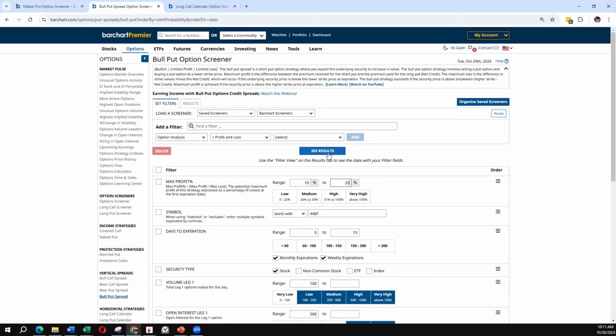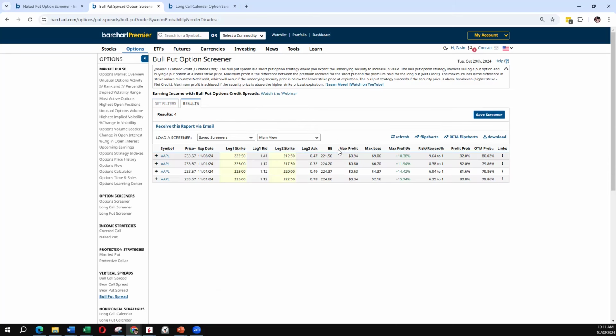I want something above 10% and probably below about 20%. I don't want too high because otherwise it's going to be too close to the stock price. So here we go, perfect. Looking at some examples here. I really like this one. 80% probability of expiring out of the money and just over a 10% return in a pretty short space of time. Again, November 8th expiration.